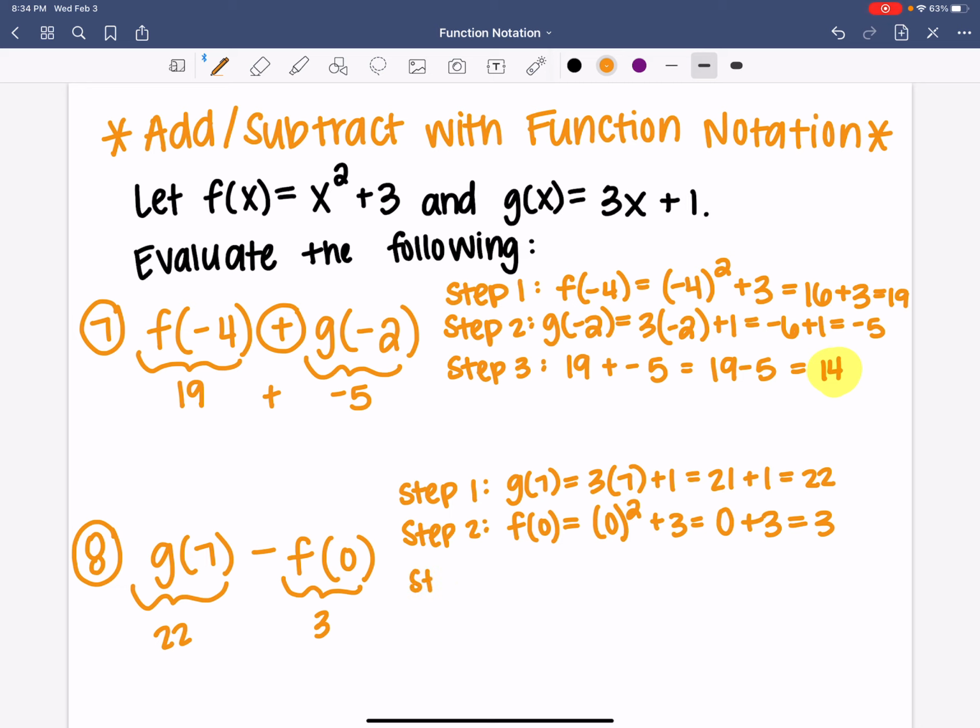Now our final step here is to subtract. g of 7, which is 22, minus f of 0, which is 3. And when we subtract those, we get 19. So that's our final output for this function notation.